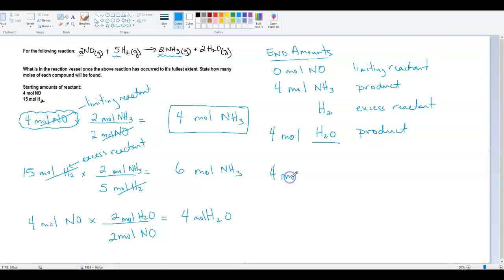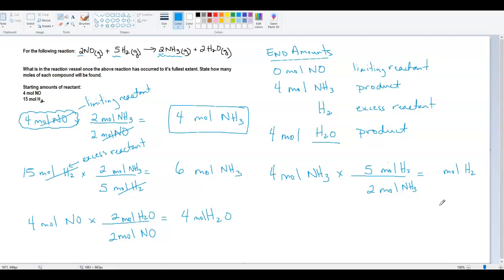So we know that we have 4 moles of NH3 made, and we're trying to figure out how many moles of H2 were needed to make that amount. So that's going to give us moles of H2. How many moles of H2 were used to create that 4 moles of NH3? We're going to put moles of NH3 at the bottom so that we can cancel out our moles. And going back again to our ratios here, it's 5 moles of H2 creates 2 moles of NH3.